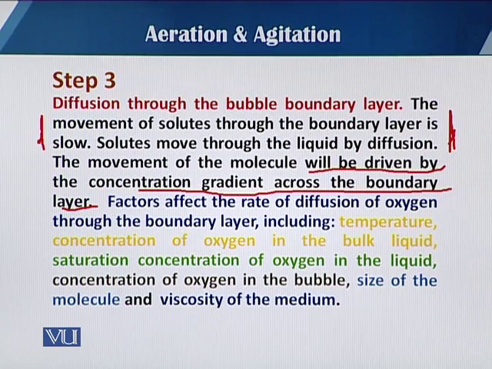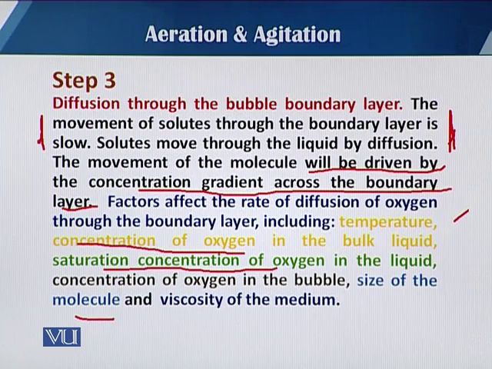The factors that affect the rate of diffusion of the oxygen through the boundary layer include the temperature, concentration of the oxygen in the bulk liquid, saturation concentration in the liquid, concentration of the oxygen in the bubble, size of the molecule, and viscosity of the medium. These are the different factors that affect the rate of diffusion of the oxygen in the third step.